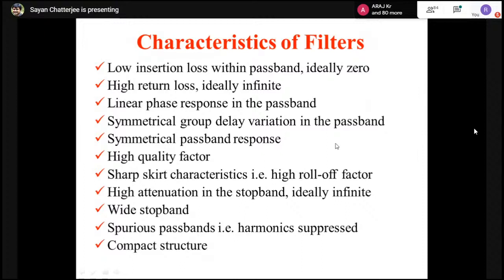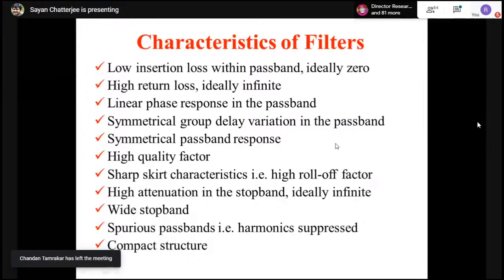High quality factor, because nowadays we know fractional bandwidths are very important. Initially you were designing 10%, maybe 8%, but nowadays we are going for 2%, 1% of bandwidth. So that means a very narrow band response. At the same time, skirt characteristics are very important, meaning high roll off.